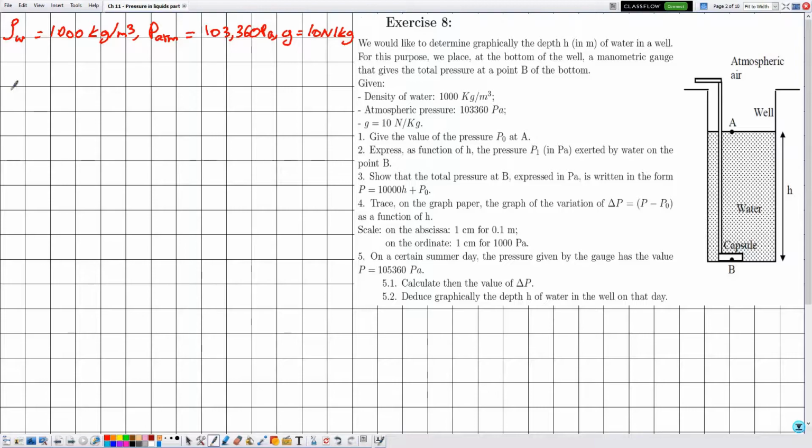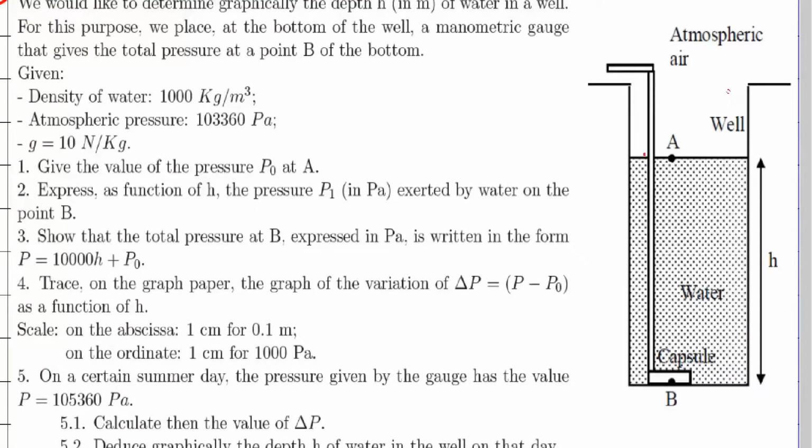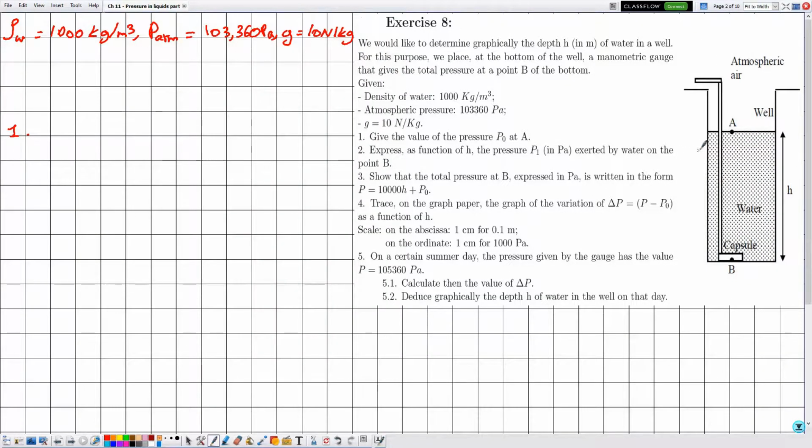So number 1, give the value of the pressure P0 at A. So whenever we are interested in the pressure, we always look upward, considering the point A and looking upward. Notice that the point A is open to the atmosphere, then A will be submitted to the atmospheric pressure. Here also let me explain the figure. So this is the well, and this is the manometric gauge here at the point B.